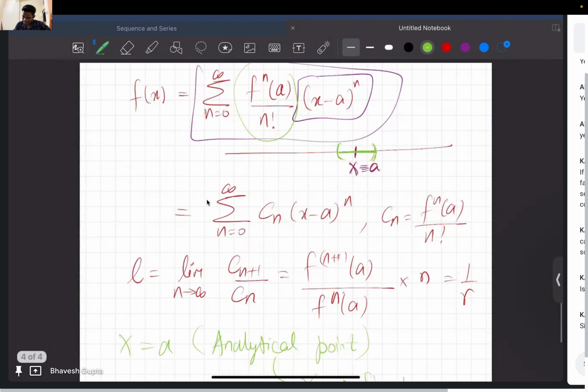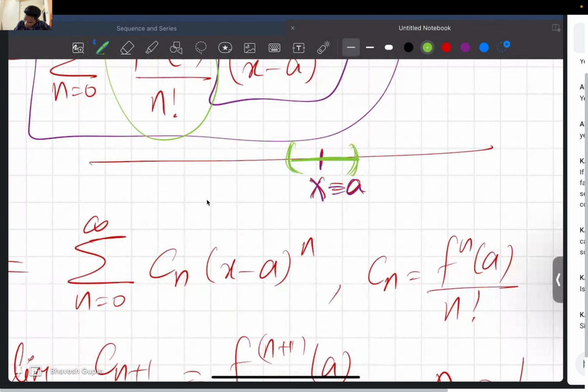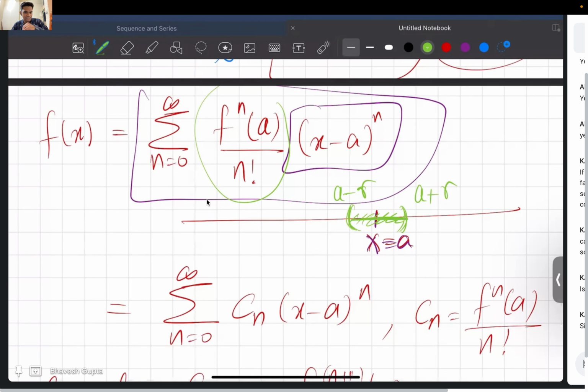So now you can understand what this radius is trying to give me. It is trying to give me the radius, which is basically a minus r, sorry, a plus r, a minus r, and in this neighborhood, this series is convergent. Otherwise not. If you get out of this window, then your series is not convergent. It is basically blowing up.